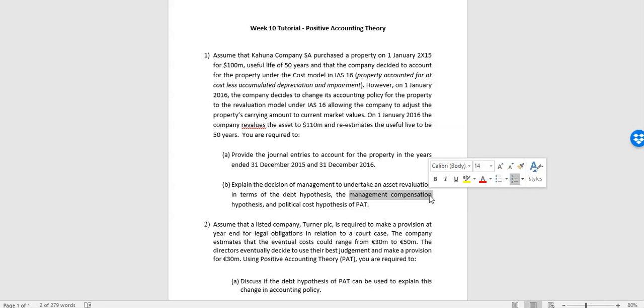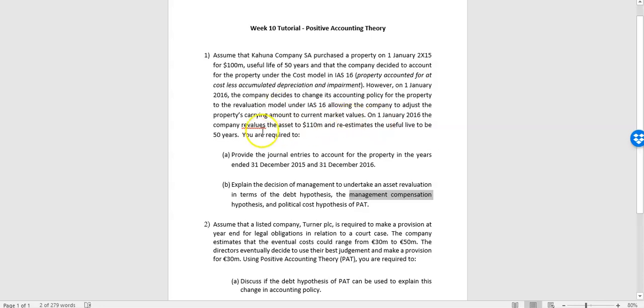So Kahuna Company on the 1st of January 15 purchased a property with a useful life of 50 years, and decided to account for it under the cost model. However, fast forward a year, on the 1st of January 16, it decided to account for it under the revaluation model. Remember, you have a choice under IAS 16. You would have covered this in AF1 in your accounting module, and we'll cover it again in semester 2 in AF2.